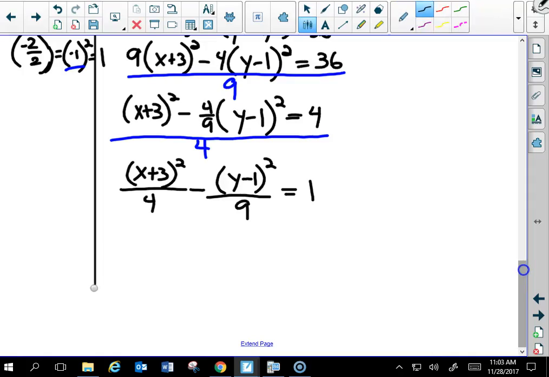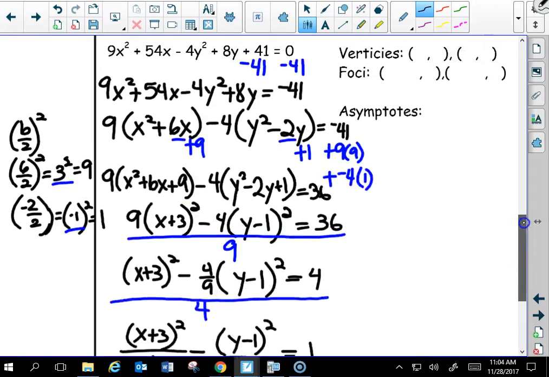So h and k are my transformations left and right. H is the left-right transformation, so I'm going to change the sign on the plus 3. K is my up-down, and I still have to change the sign because I'm moving it out of the parentheses. And looks like a is equal to 2 because 4 is 2 squared, and b is equal to 3 because 9 is 3 squared. That allows me to answer the rest of the questions.